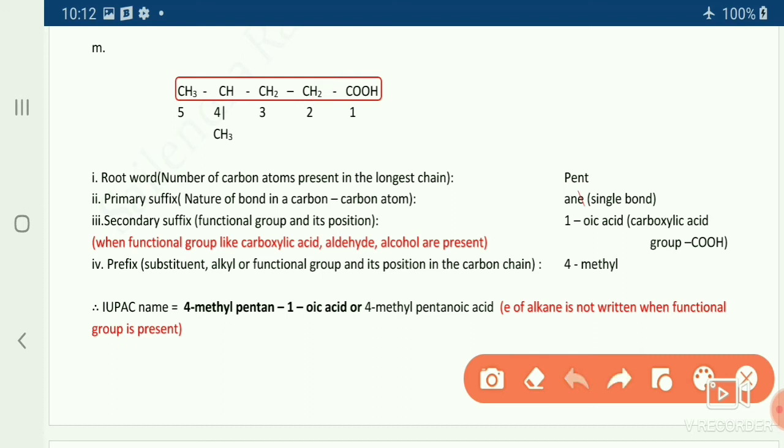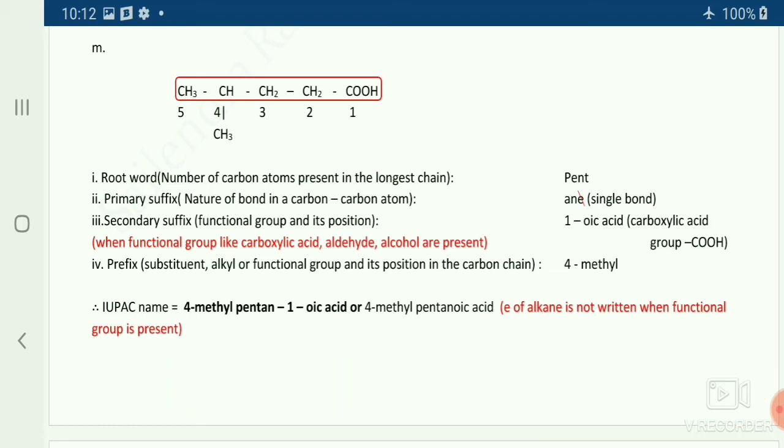And then finally the branch, a methyl group, is attached. What is the position? It is 4. So the prefix will be 4-methyl. And finally the name is 4-methyl pentane, with the e cancelled, 1-oic acid, or 4-methyl pentanoic acid.